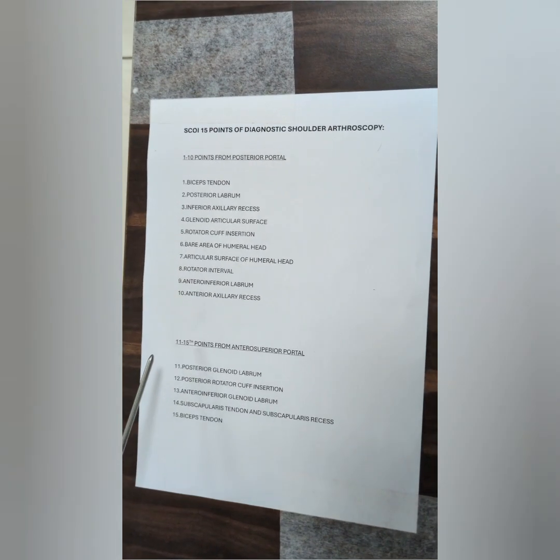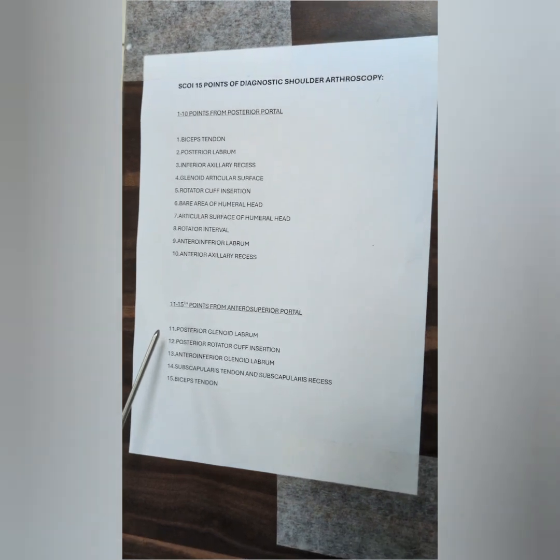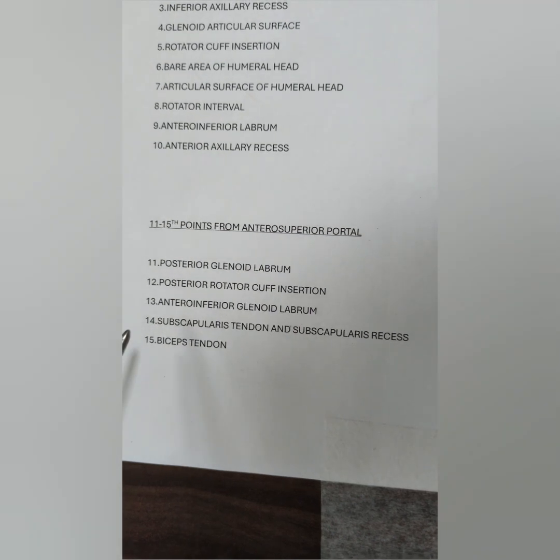And when we are seeing from the anterior-superior portal, we will find posterior glenoid labrum and posterior rotator cuff insertion, and anterior-inferior glenoid labrum, subscapularis tendon and subscapularis recess, and biceps tendon.